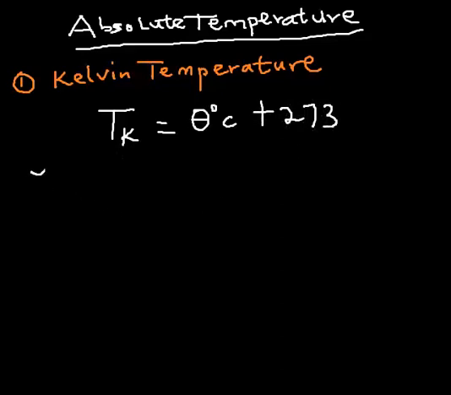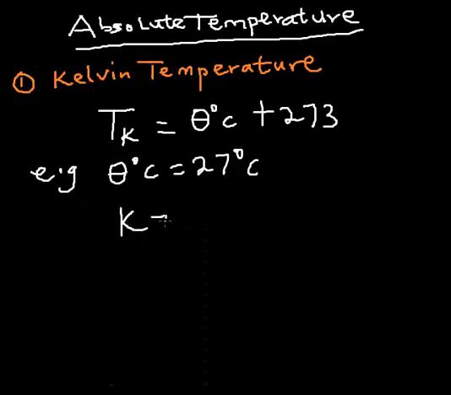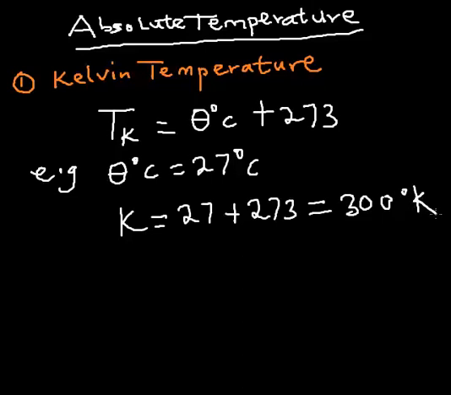For example, if the temperature in degrees Celsius is 27 degrees Celsius, to get the temperature in Kelvin, or let me just use K, all I just need to do is to add 273 to 27, which gives me 300 Kelvin. All right, I hope that is well understood.